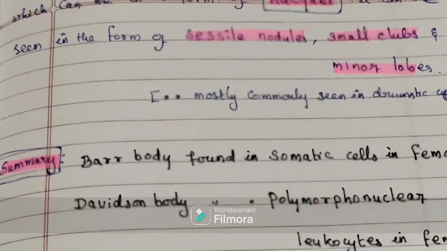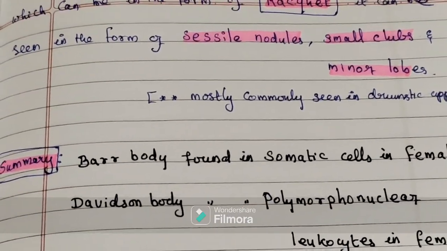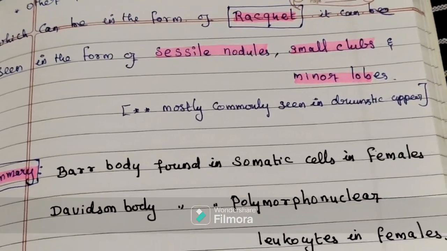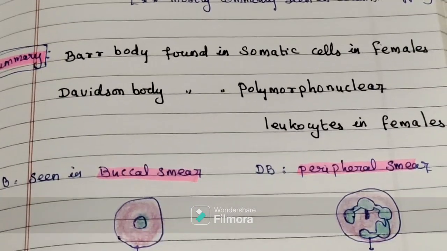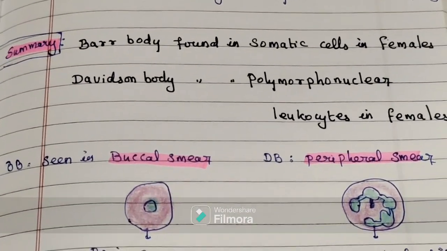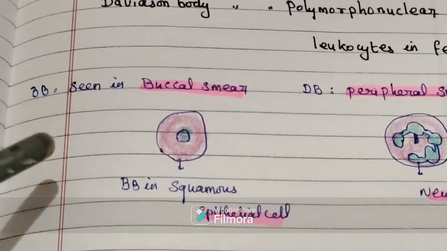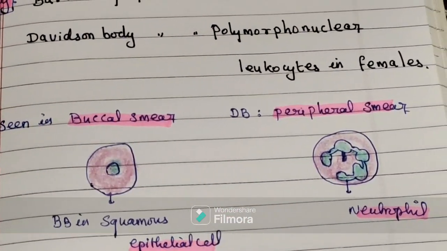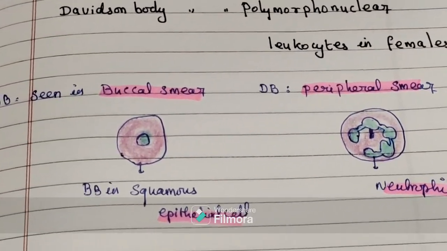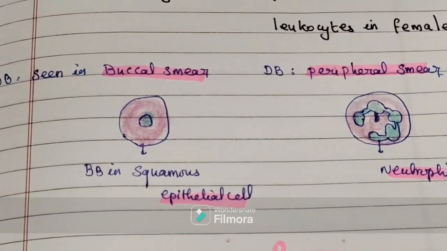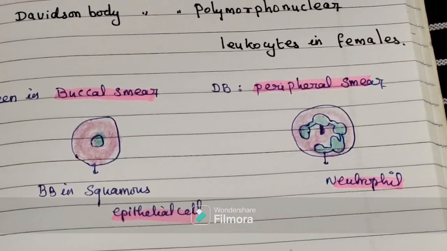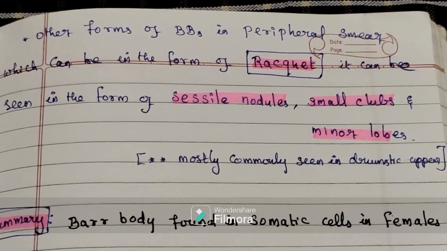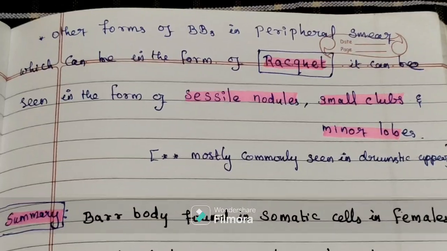So, summary of the difference between Barr bodies and Davidson bodies. Barr bodies are found in somatic cells in females. Davidson body is present in polymorphonuclear leukocytes in females. Barr bodies are seen in buccal smear. Davidson body is seen in peripheral smear. Barr bodies are in squamous epithelial cells, this one in neutrophils. So these are the things about Barr bodies and Davidson bodies.